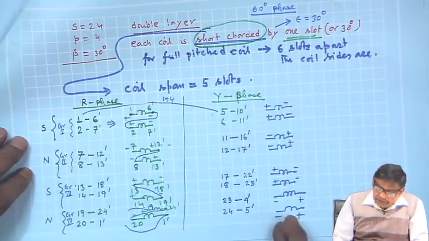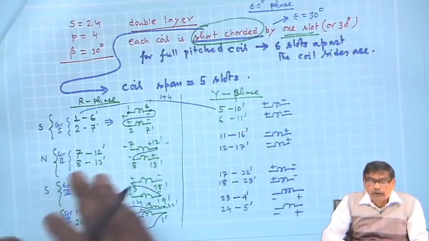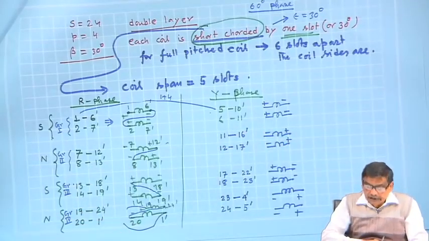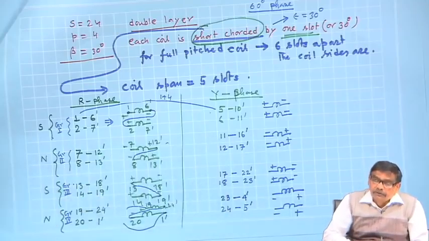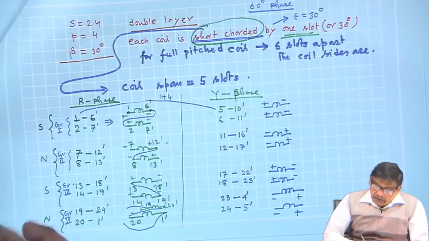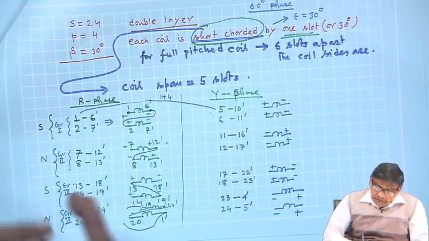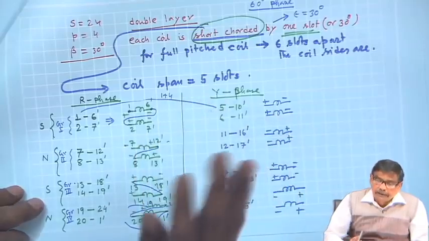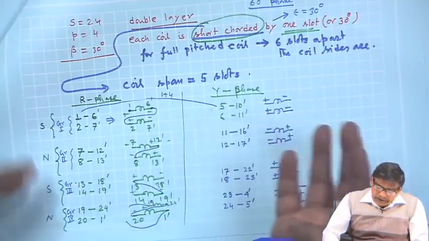So, I am not repeating that. In this way, you can see you can still complete a balanced 3 phase winding voltage, but this time it is one slot, coil span is reduced by 1 slot or 30 degree. So, we can do that. Okay. So, it can be extended to any number of poles.